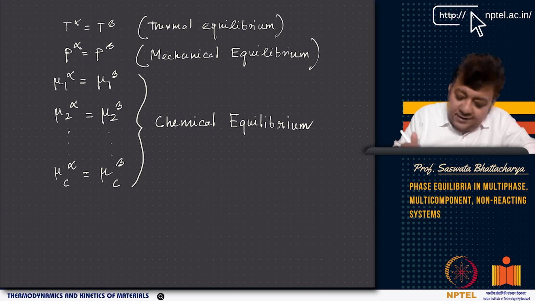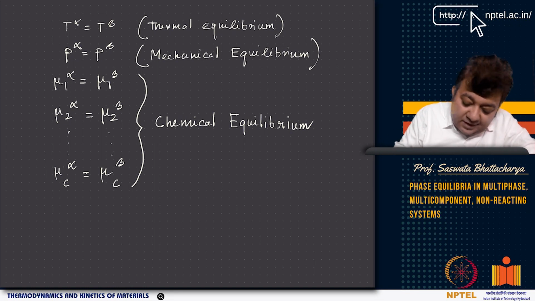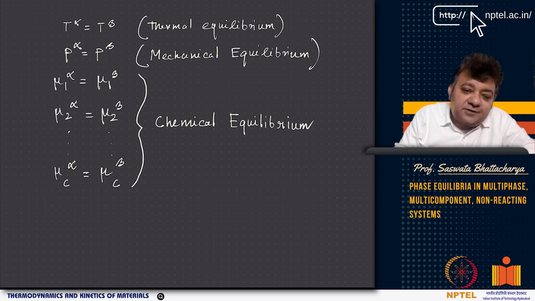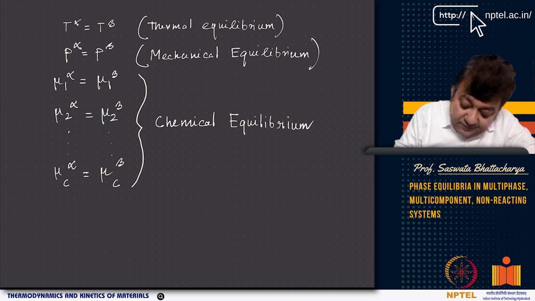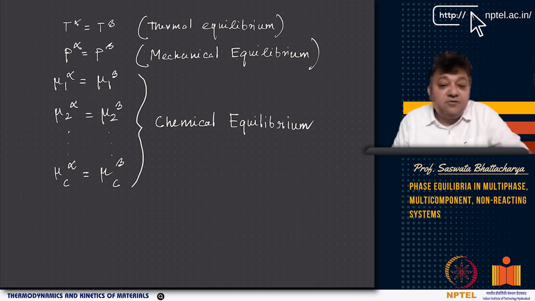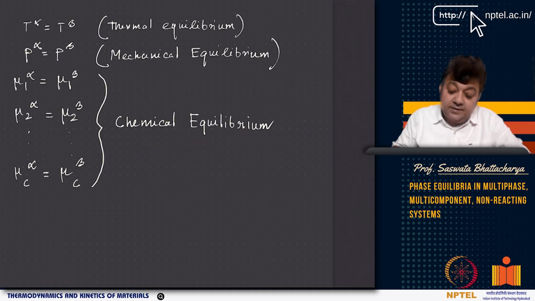So diffusion will happen as long as mu1 in alpha is greater than mu1 in beta, or otherwise mu1 in alpha is less than mu1 in beta. Component 1 will always move from higher potential to lower potential, meaning chemical potential. Similarly for component 2 and component C. It will move unless the driving force, which is given by the chemical potential difference, goes to 0. That means the chemical potentials of components in each phase become equal, right? And that is called chemical equilibrium.